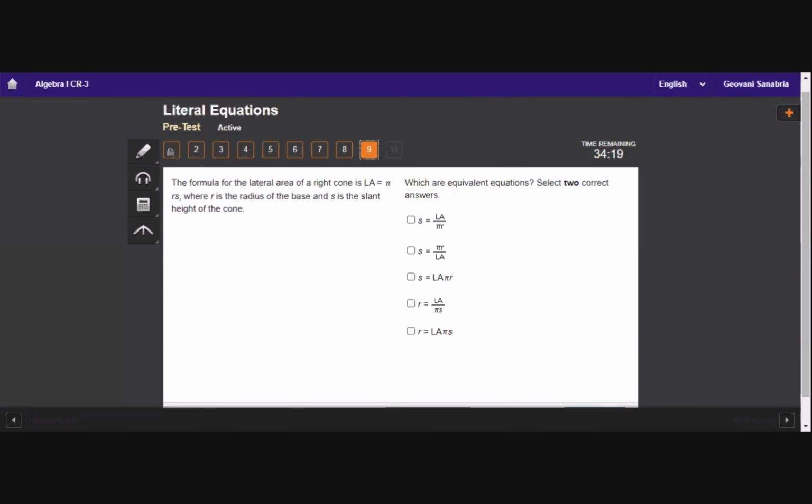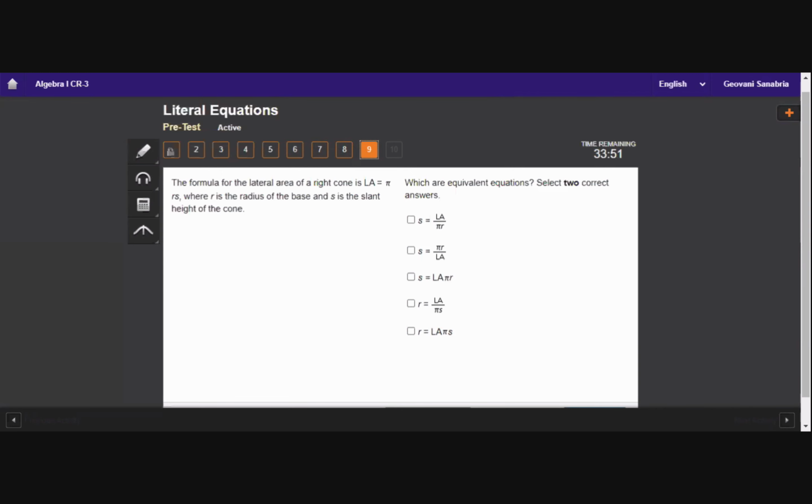It's just pi RS, right? Yeah, LA equals pi RS. And you do the same thing in both situations, just with a different letter. So LA equals pi RS. Say you want to get the S by itself first. What do you think you would do? Would we get the pi and divide it? That's the furthest thing away, right?